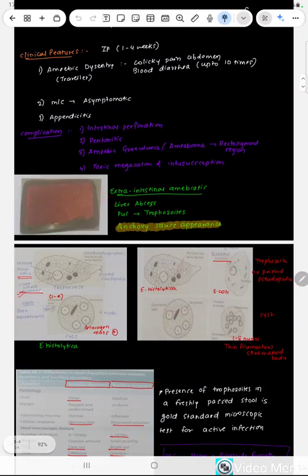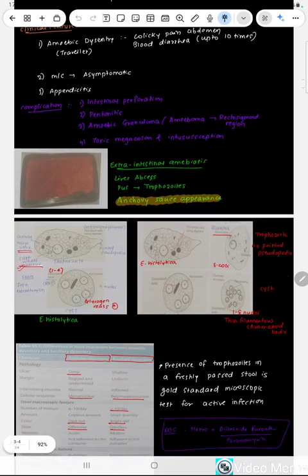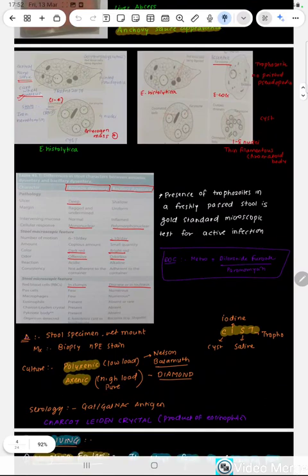It has anchovy sauce appearance, and this is because of the hemolysis of the RBCs. And there is a presence of trophozoites. Now, presence of trophozoites in a freshly passed stool is the gold standard microscopic test for active infection.